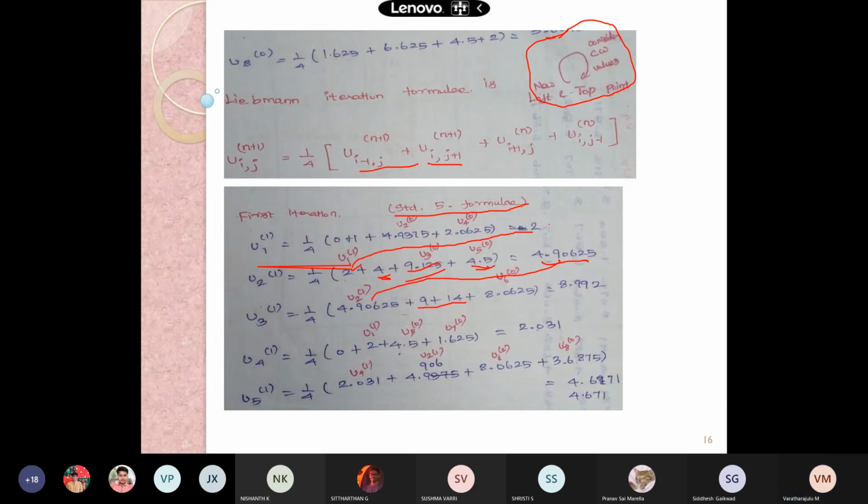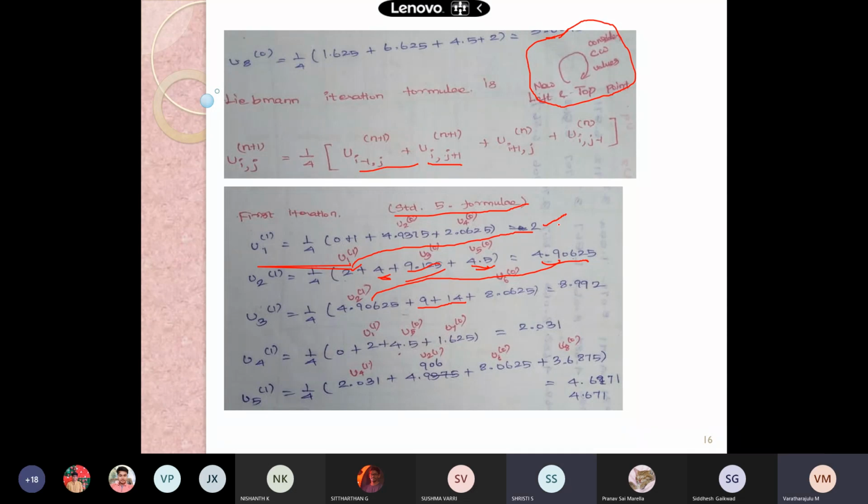Sridhri, at which point are you calculating? For the first iteration, what do I need to update the values? I didn't get your point, Sridhri. For U2, we're updating the value of U1. So I'll just put A as 2 and B as 4, or is there a separate way of doing it? Still, I didn't get your point, Sridhri.